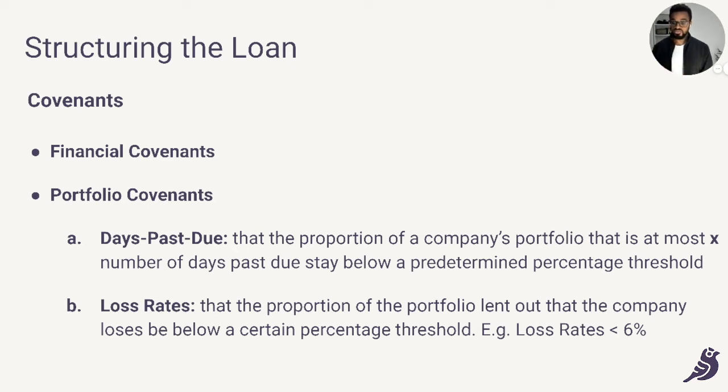And also, another set of portfolio covenants are the loss rates. These state that the proportion of the amount of money lent out that the company loses be below a certain threshold. For example, loss rates less than 6% suggest that the proportion of principal lent out by the company that the company ends up losing should stay below 6% of the portfolio.